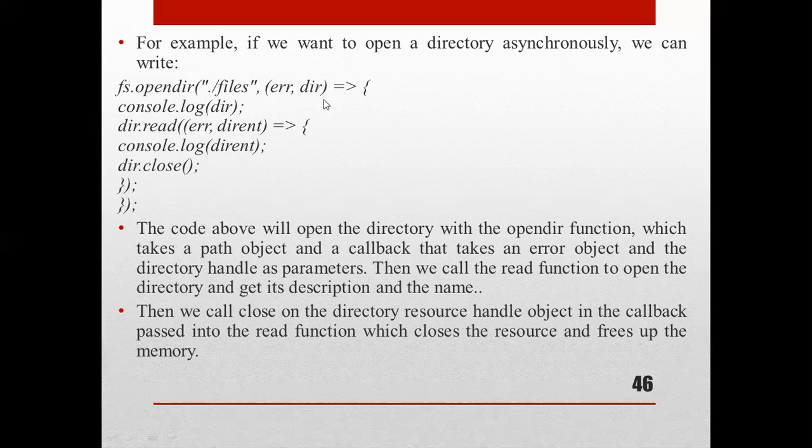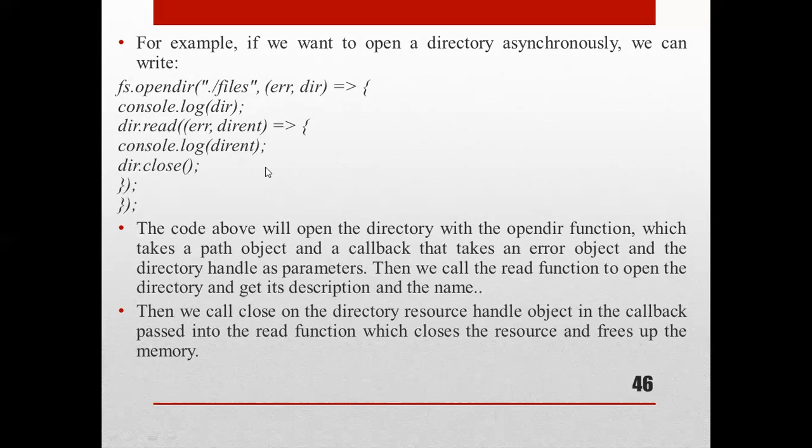After opening this directory, we are going to print that directory, so console.log inside the brackets dir. Then dir.read means we are going to read that directory, and handle any error. After performing some operations, at last you can see dir.close, which means we are going to close this directory asynchronously without specifying any parameters, without giving any arguments to the close function. We directly close that directory using dir.close.